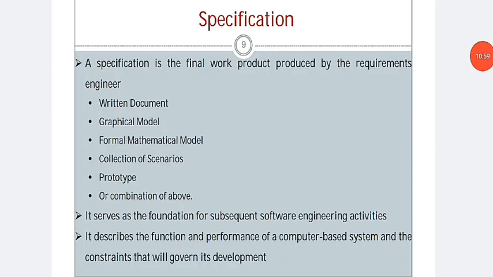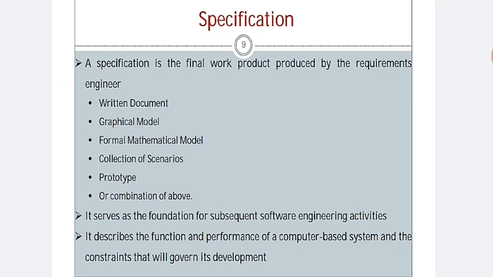Now the next task in requirement engineering is specification. In the specification phase we have to prepare documentation. Documentation may be written documents, graphical models, formal mathematical models, a collection of scenarios, a prototype, or a combination of these factors. So a specification is the final work product produced by the requirement engineer.